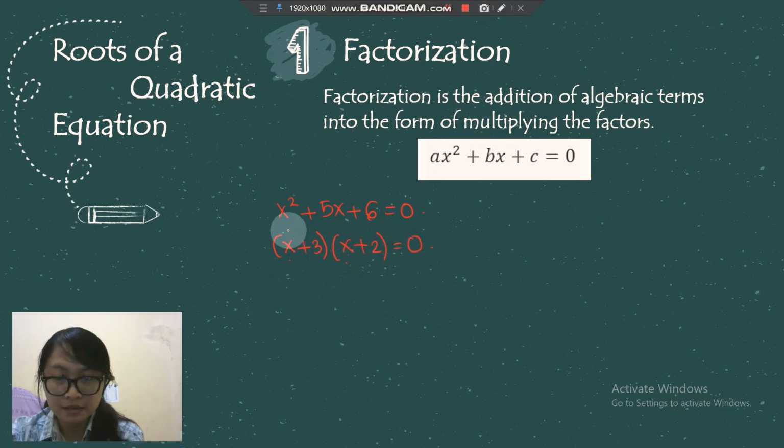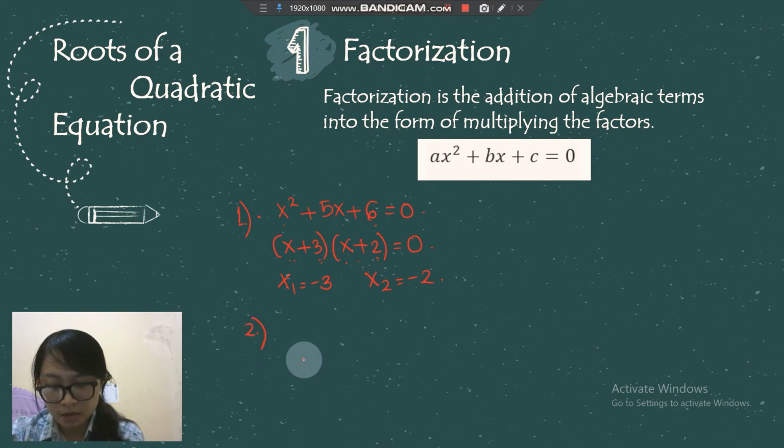X dot x is x squared, 2x plus 3x equals 5x, and 3 dot 2 is 6. So the roots of this equation are x1 equals minus 3 and x2 equals minus 2. This is number 1.